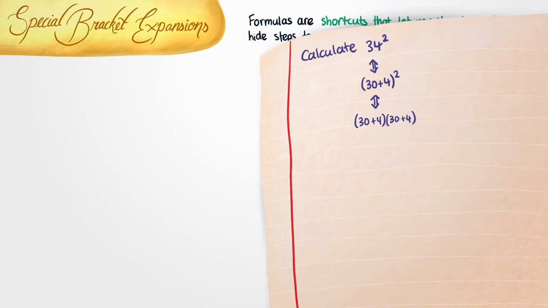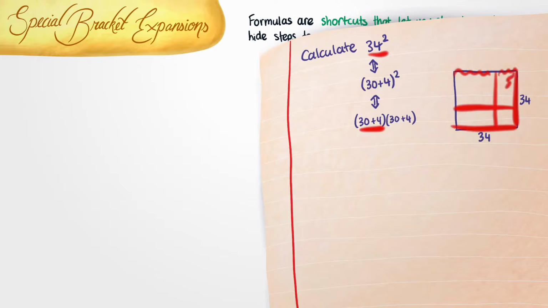Okay, so at this point, this should bring back some memories. To multiply 30 plus 4 by 30 plus 4, we should draw a square where each side is equal to 34. Now, 34 squared is just 34 times 34, so it's a 34 square. But in this case, we can also see that 30 plus 4 is also the same thing as 34. So we can actually chop this down here. Here we have 30, and then over here we have the extra 4. After this, we can then chop it this way too. Here we have another 30, and then here we have the last 4.